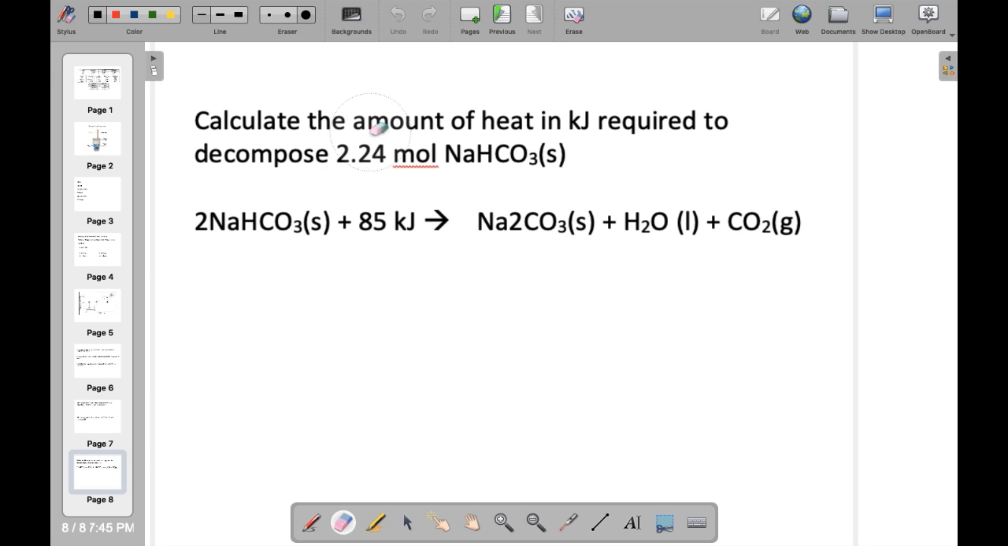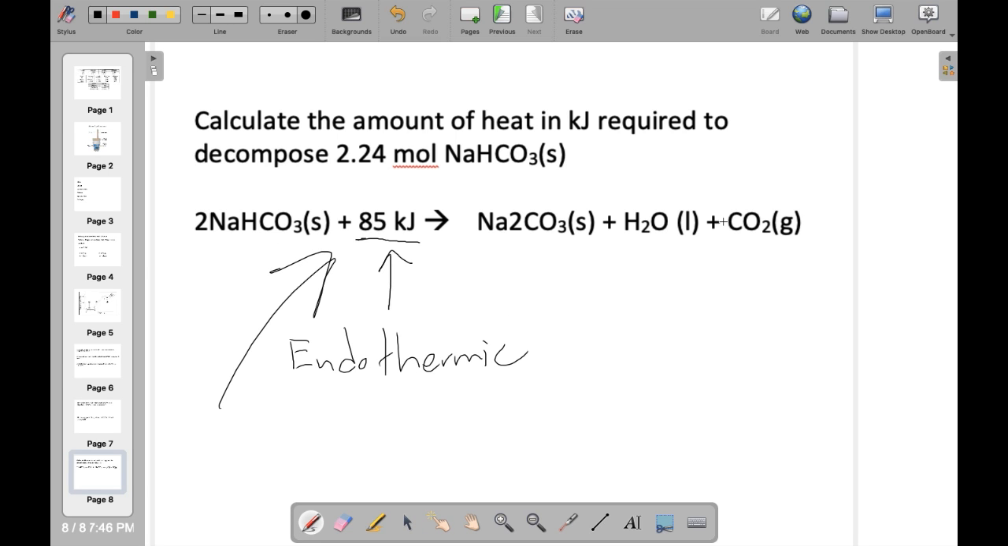Okay, last one. Calculate the amount of heat in kilojoules required to decompose. Now, I wanted to show you this because this is completely different. This is a thermochemical equation. It's thermochemical simply because it tells us how much energy we need for this equation to happen. Notice how it's on this side. It says plus 85. If you have energy on the left-hand side of an equation, the equation is actually endothermic. Endothermic. So this needs energy for this equation to happen.